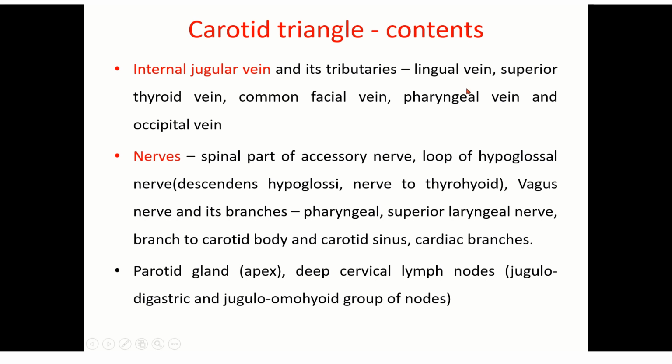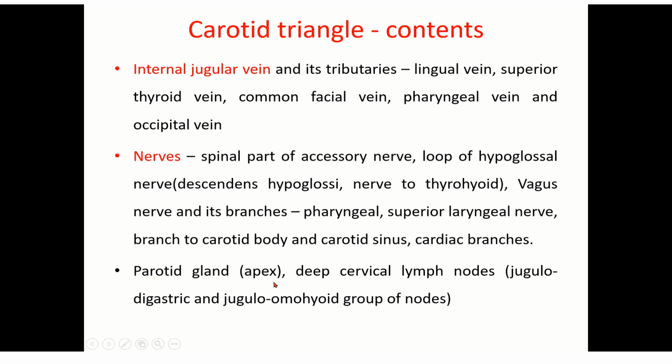The following tributaries can be seen in the carotid triangle, namely the lingual vein, superior thyroid vein, common facial vein, pharyngeal vein, and occipital vein. And nerves will be the spinal part of the accessory nerve and the loop of the hypoglossal nerve. This loop will give the following branches like descendens hypoglossi and nerve to thyroid, and the vagus nerve and its branches. The named branches of the vagus nerve which can be seen in the carotid triangle are the pharyngeal, superior laryngeal nerve, then the branch to carotid body and carotid sinus, and superior and inferior cervical cardiac branches.